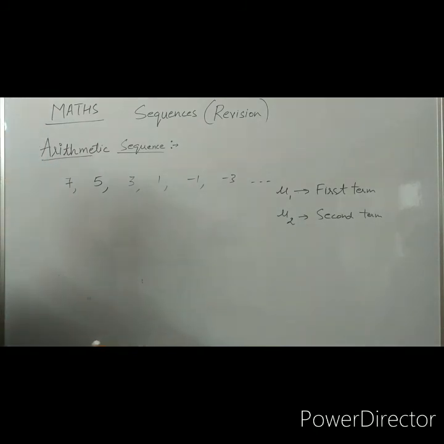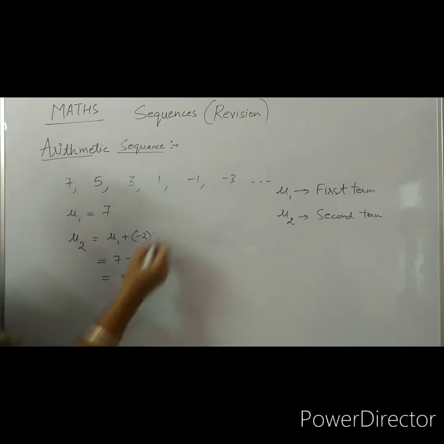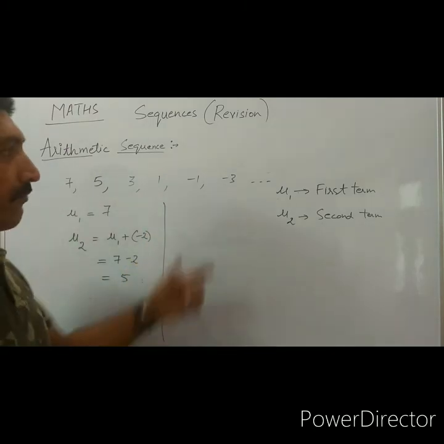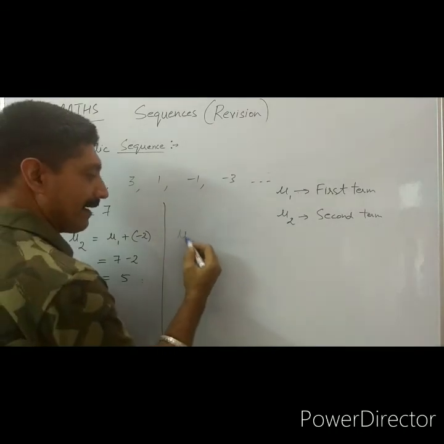So here also the first term u1 is 7, and u2 is 5, that is u1 plus minus 2. So 7 minus 2 is equal to 5. Next we can find the nth term of the AP.